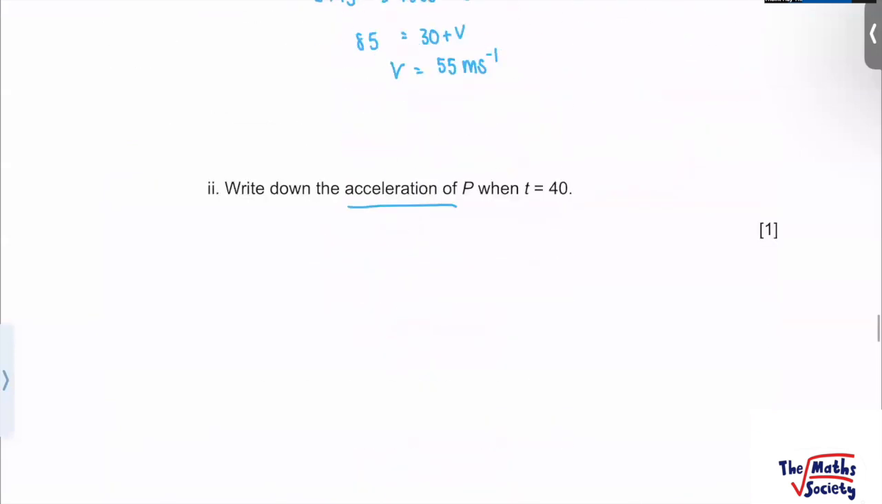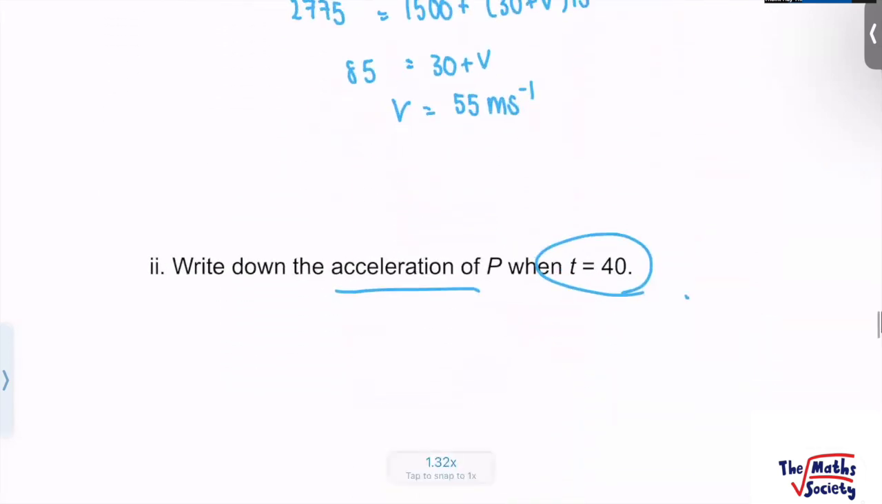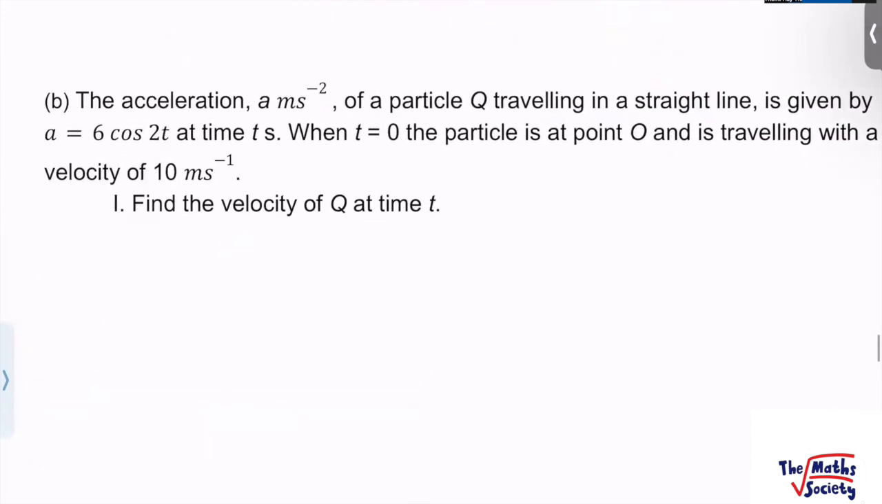And write down the acceleration of P at t equal to 40. So t is 60, that is 20, 30, 40 right here. And we see no slope, so it means that the acceleration is just going to be 0. So acceleration of P, okay, it's going to be 0 as there is no slope present. Yep. And we'll move on to part B.